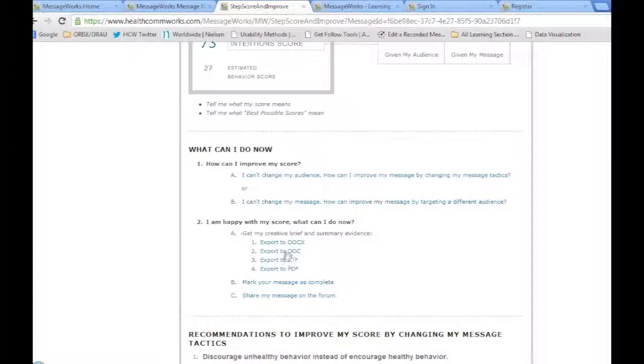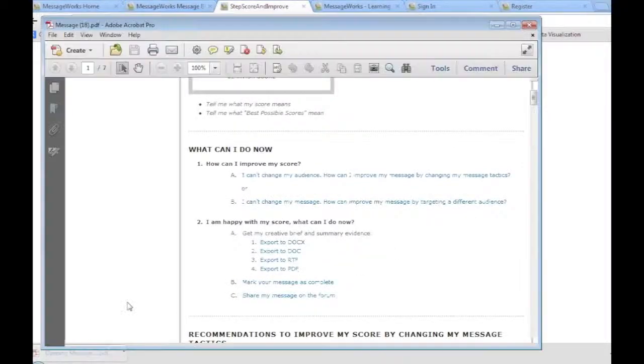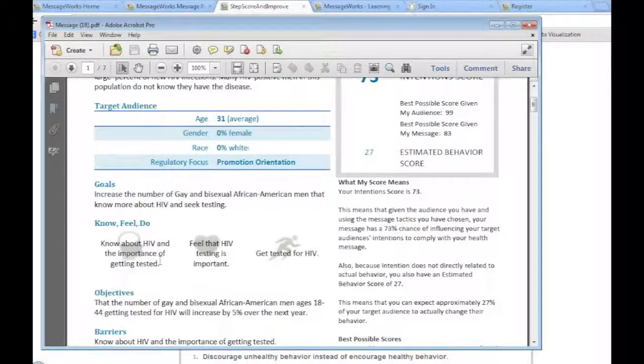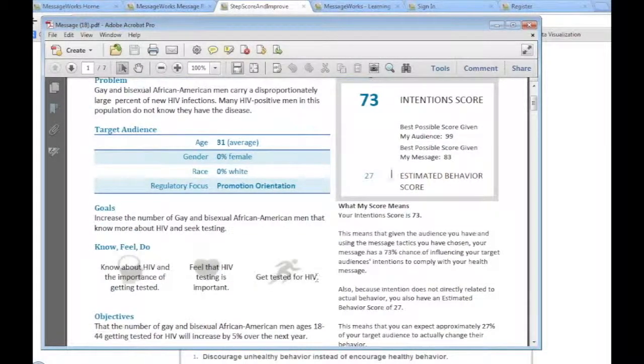When you get those scores, the second option that you have down here is to print out a report. So you can really quickly go in there in 10 minutes, run in there, get your score, click on this export to PDF, and it'll pop up a nice little diagram of everything that you typed in, the average age, the gender breakdown, the race breakdown, what you want your audience to know, feel, and do, and also the scores, what you got. So this message example is 73%, and I have 27% as a behavioral score.